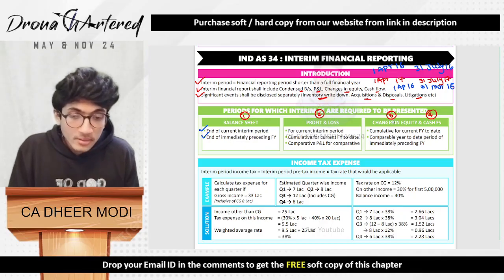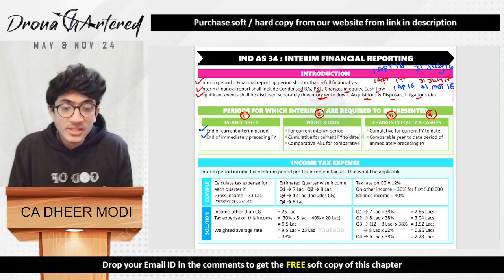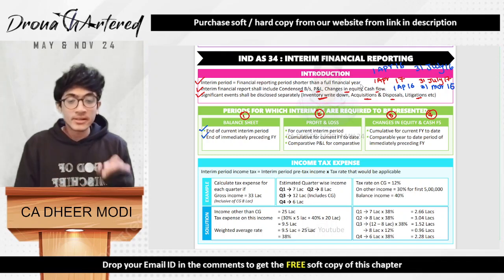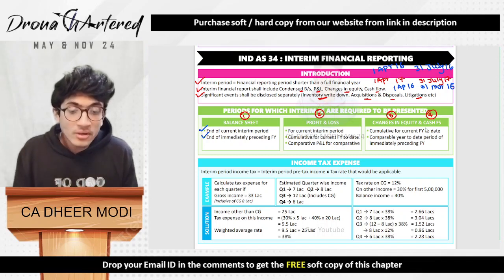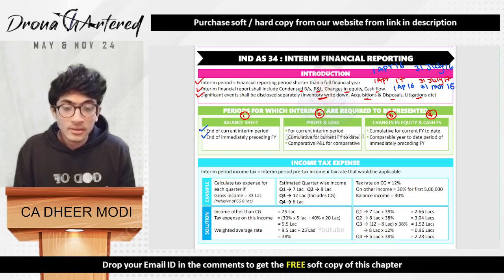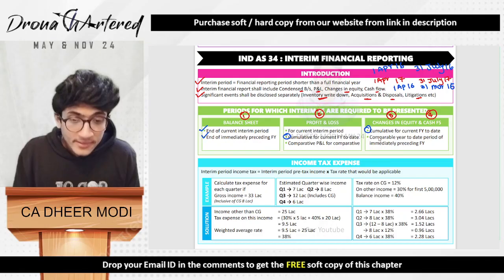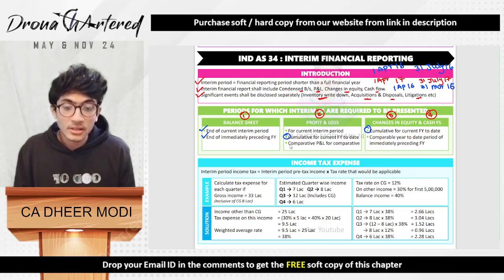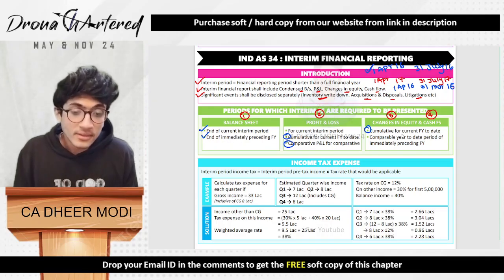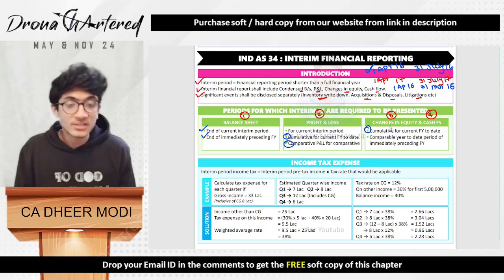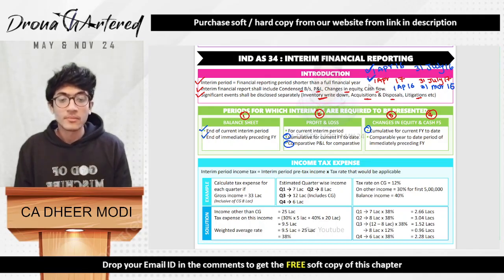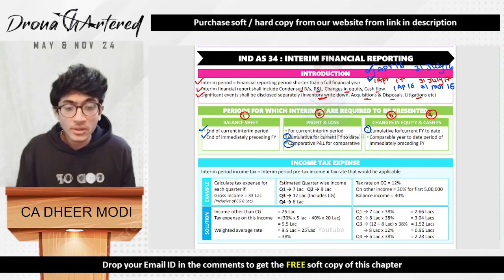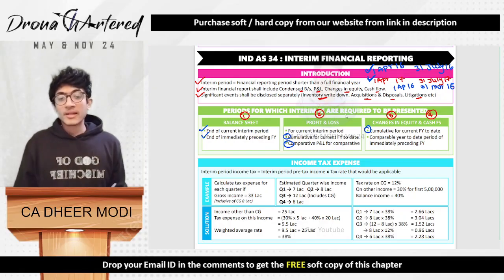Okay. Next is changes in equity and cash flow statement. It is the same. That is cumulative for current financial year to date. These both are same. And next is comparable year to date period of immediately preceding financial year. So this is also the same. That means you will be making this. And first is current cumulative for current financial year to date. So this was your items that are required to be prepared.